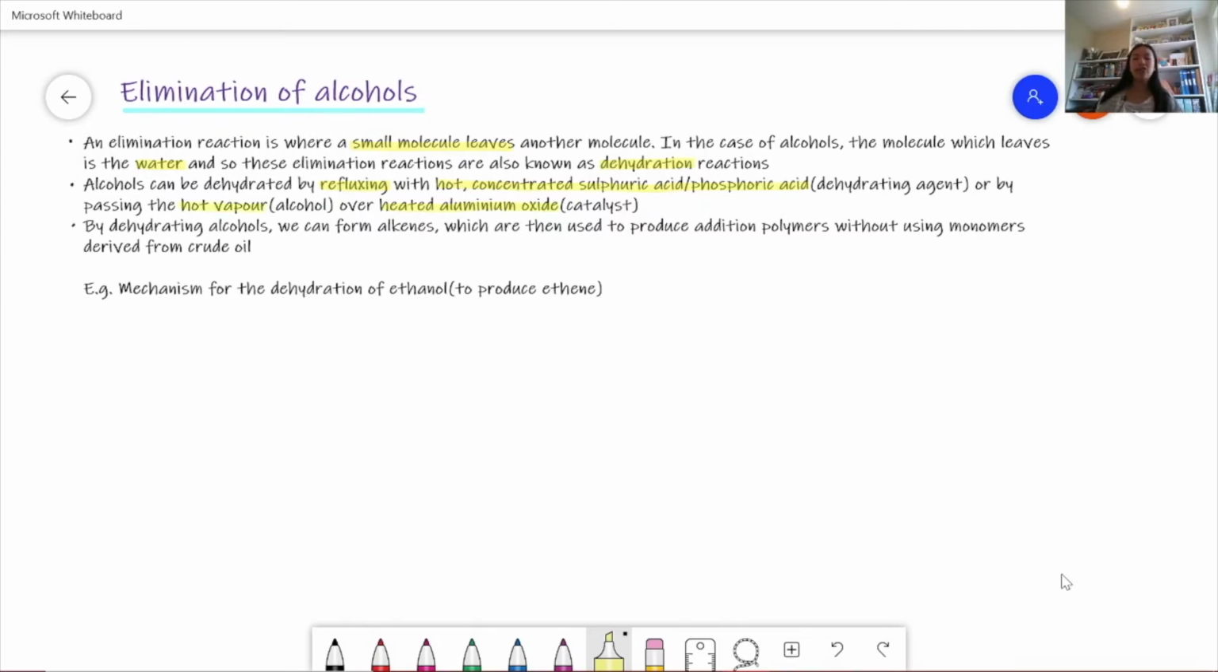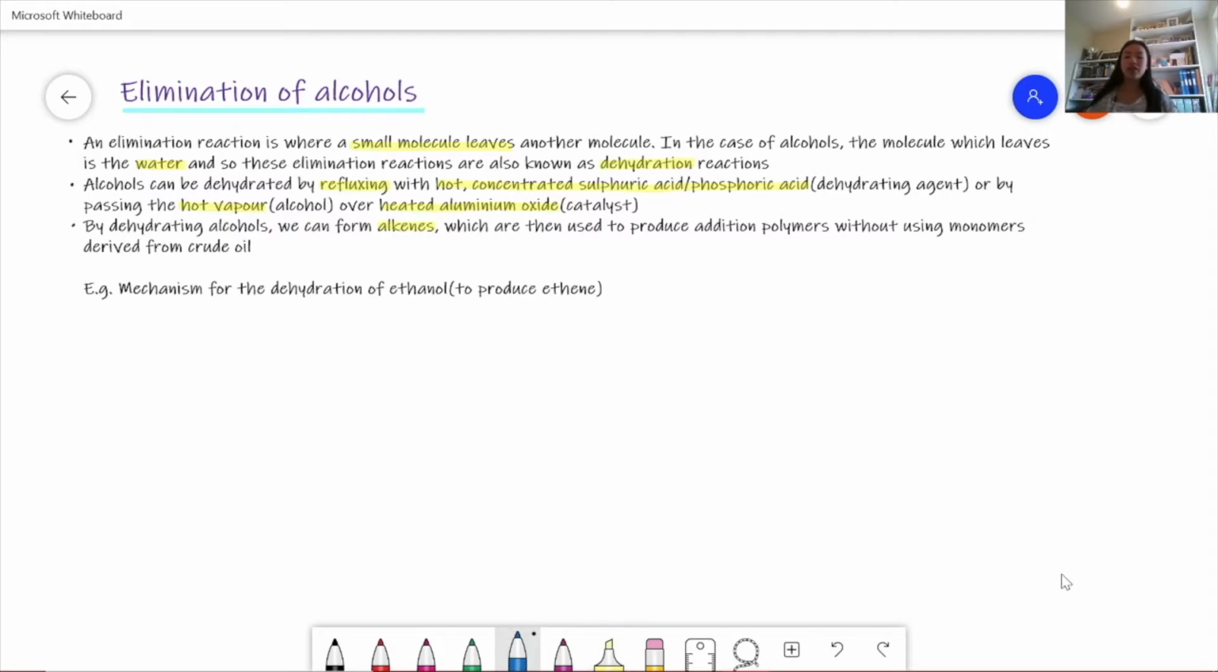And by dehydrating alcohols, we can form alkenes. And these alkenes are used to produce addition polymers. And we can do this without using monomers, which are derived from crude oil. So this is a better way of producing the alkenes for making addition polymers. So we're going to look at the mechanism for the dehydration of ethanol to produce ethene.